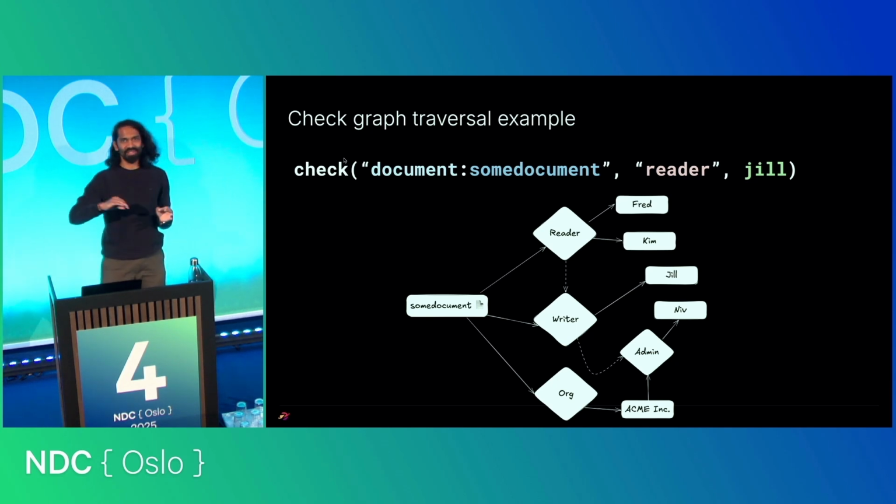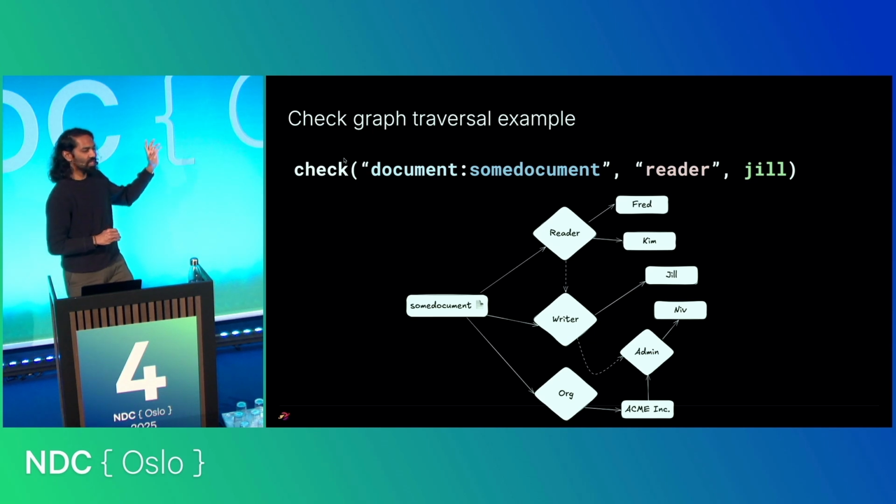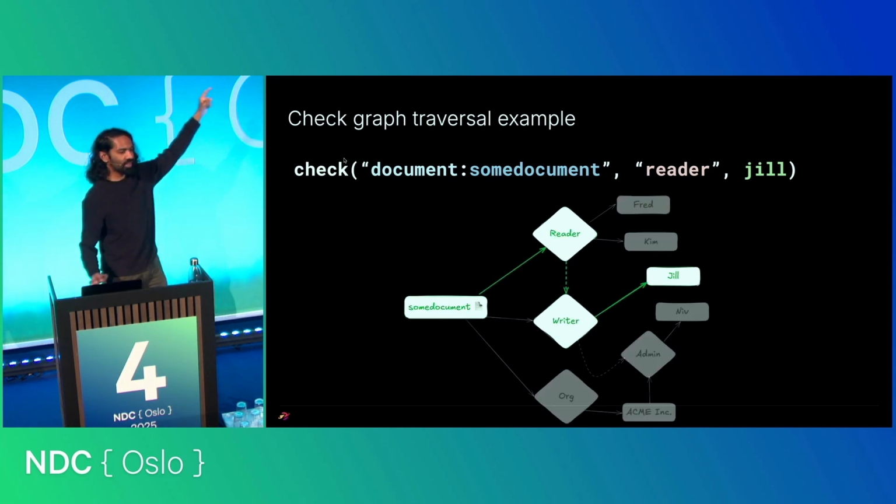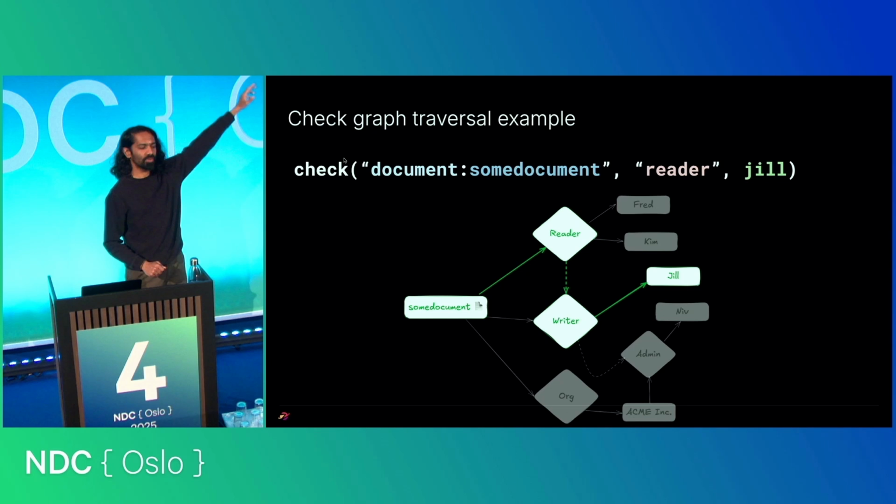The idea with this directed acyclic graph is that if there's a way to go in one direction from the document to Jill, that means there is permission. So here, through the dotted line, we can actually go from some document to reader to writer to Jill, which means Jill can read this document.